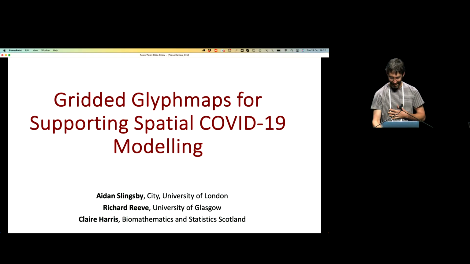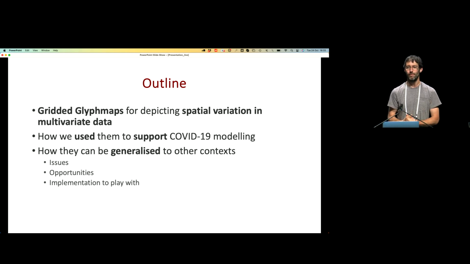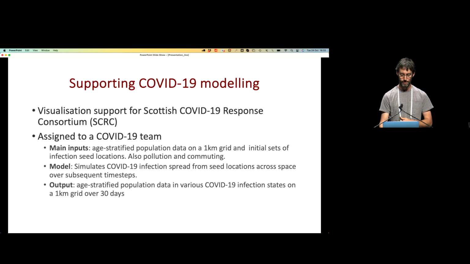Okay, good afternoon. So I'm going to be talking about this technique, which was nicely introduced. I'll be talking about grid glyphmaps, which are designed for depicting spatial variation in multivariate data. I'll talk about how we used it to support COVID-19 modeling, which was our case study. And I'll also talk about how it can be generalized to other contexts for looking at multivariate data, including time series over space.